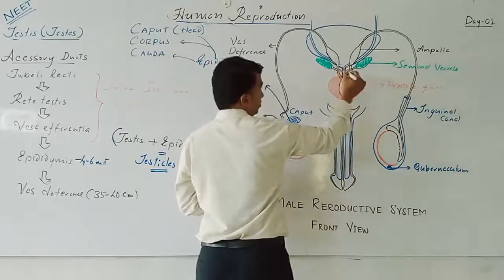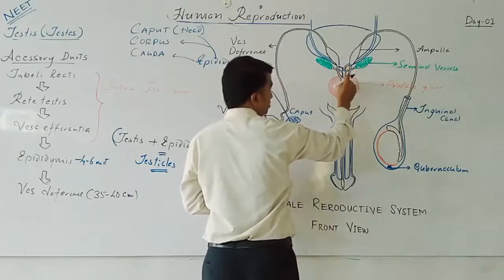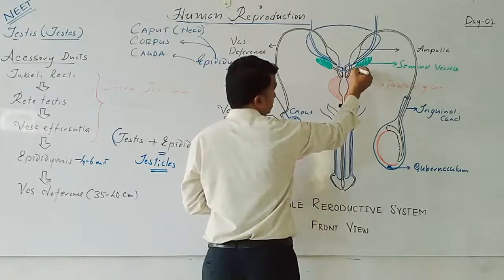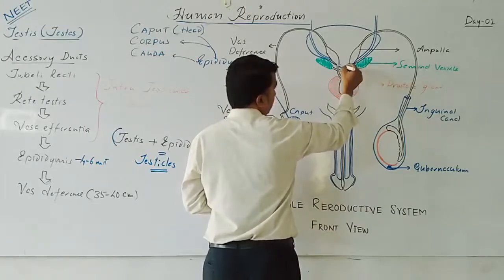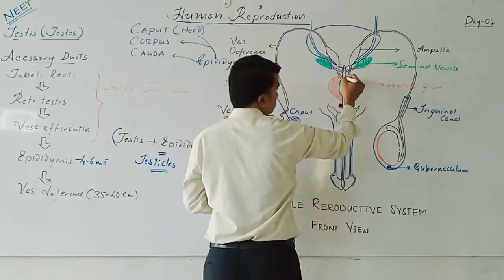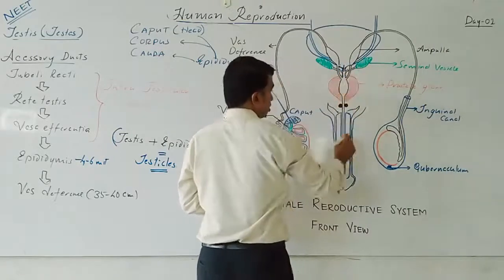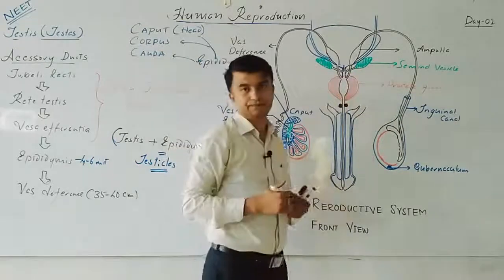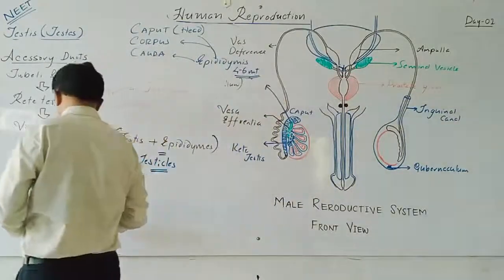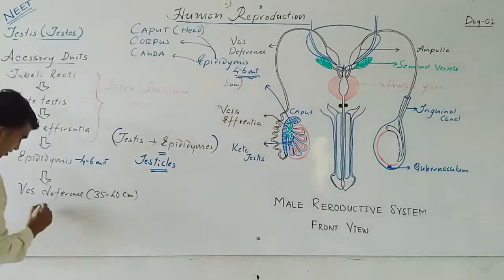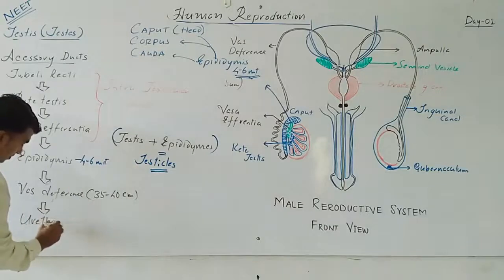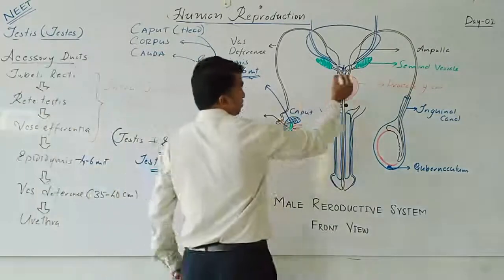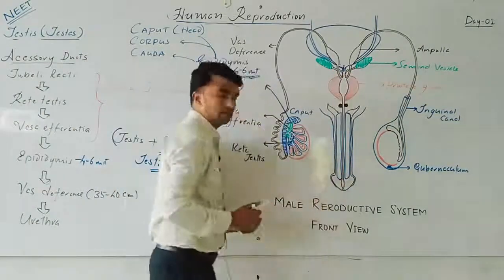Now from this point onwards, this duct is a common urinogenital duct. From this one, the fluid from the seminal vesicle will come, sperms will come, and from this one urine will come. So this is a common urinogenital duct. From this point onwards, it is called the urethra. After the vas deferens, the next part is called the urethra, from this point onwards up to here.